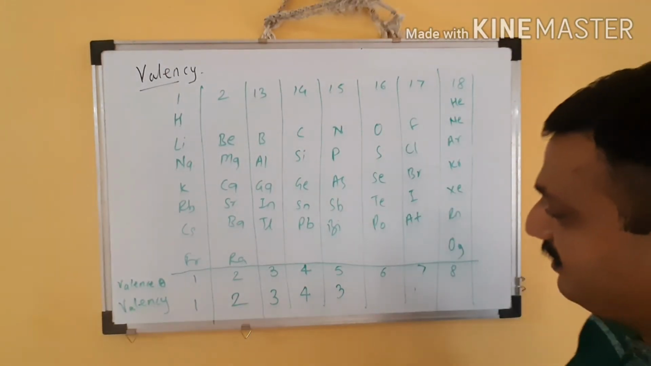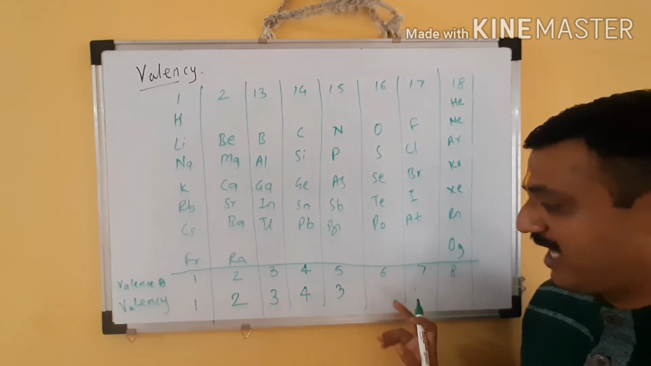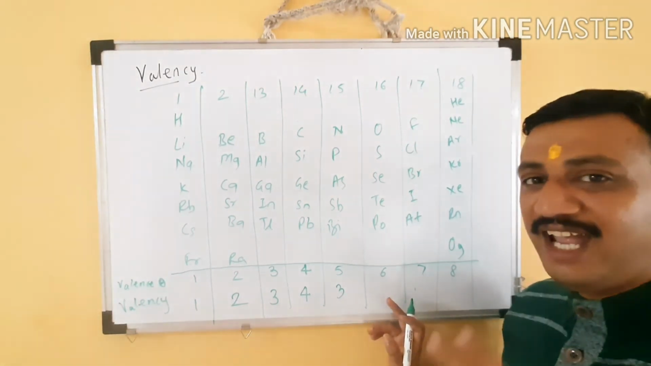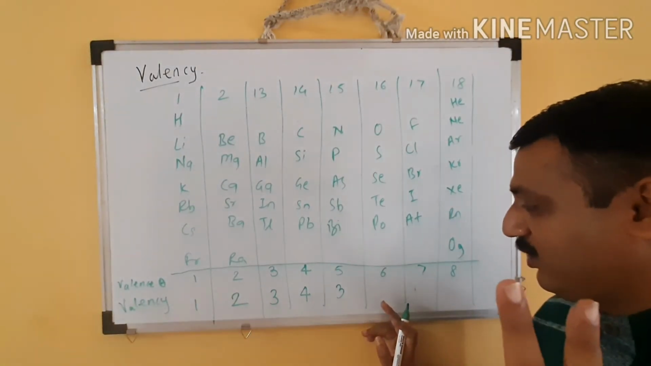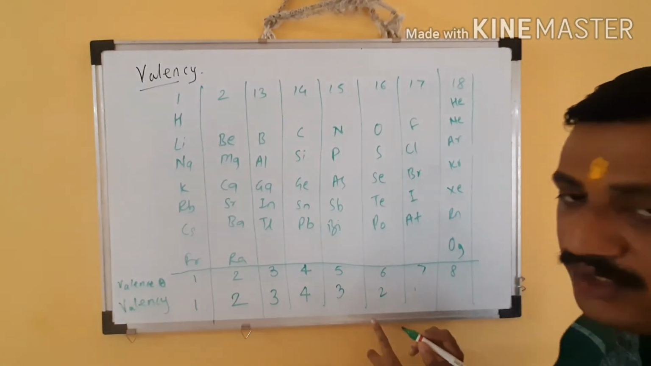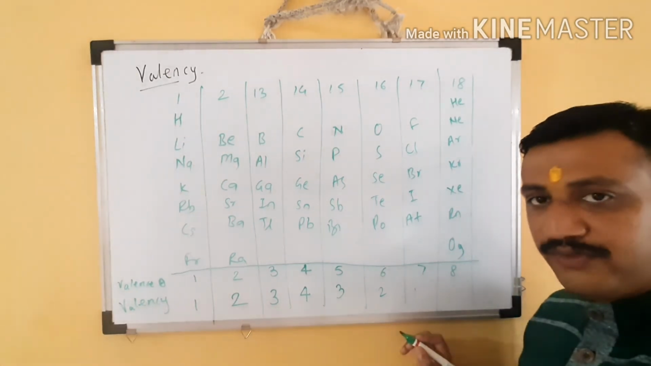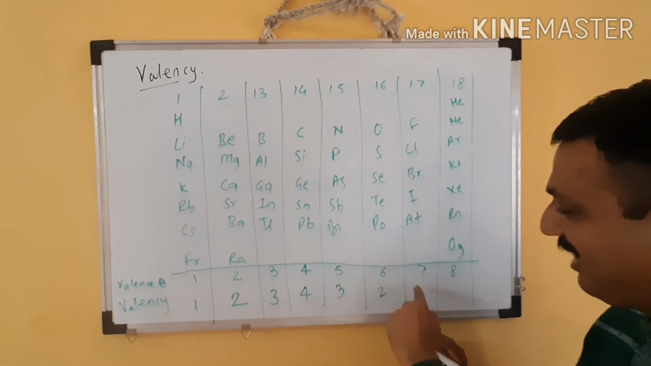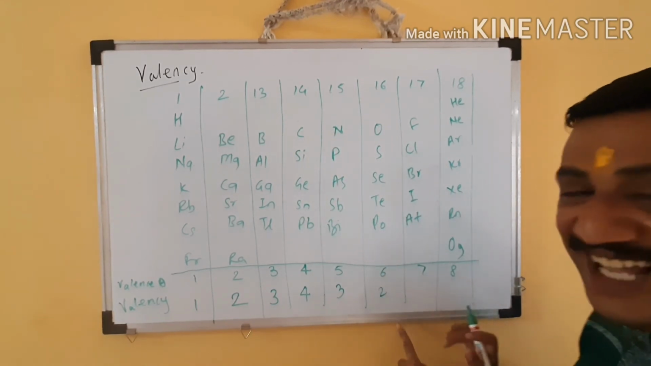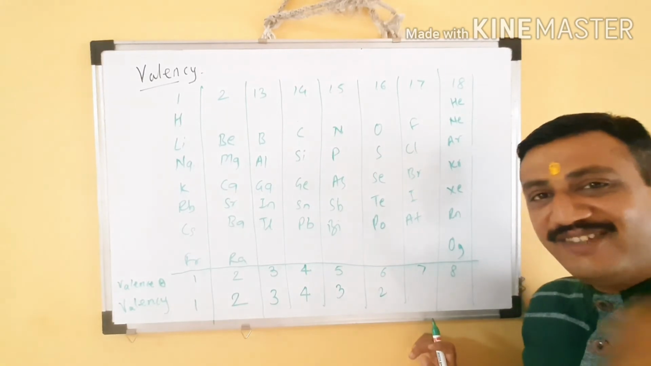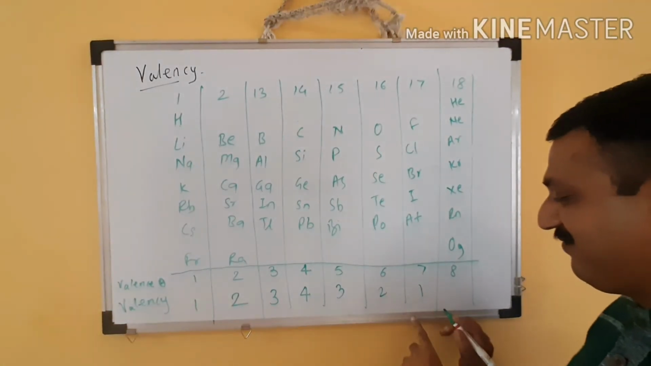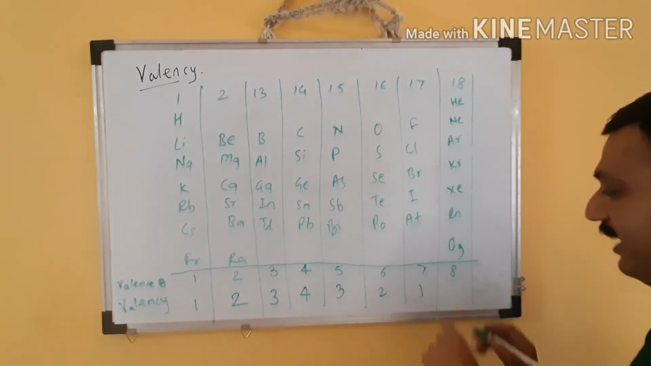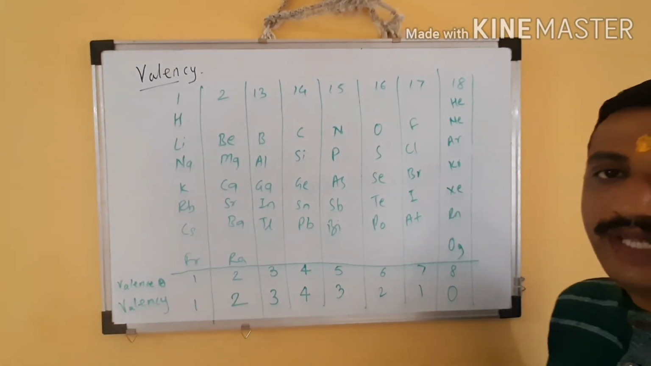Group 16 elements have 6 electrons in the last shell, and they'll gain 2 electrons. Okay, now 6 plus 2 electrons, and they'll become stable. So we know that the number of electrons gained is known as its valency. Group 17 elements have 7 electrons in the last shell. They are short of 1 electron. They'll be stable by gaining 1 electron. That's why their valency is 1. All these elements having 8 electrons in the last shell are zero valent.